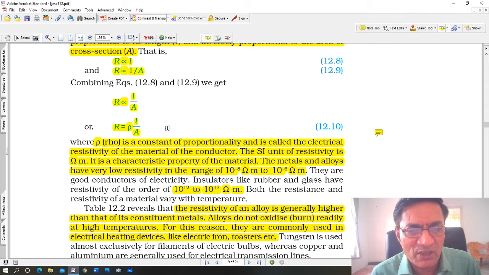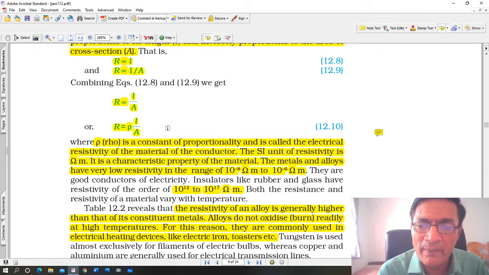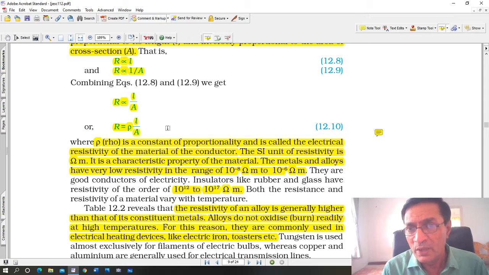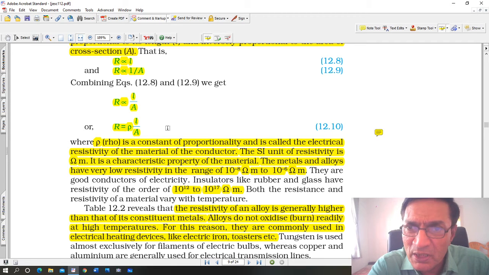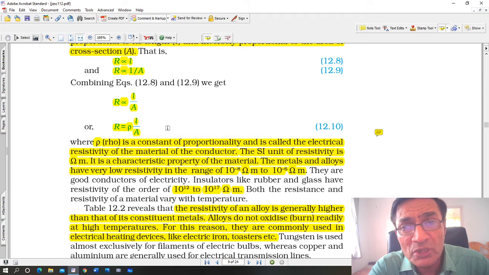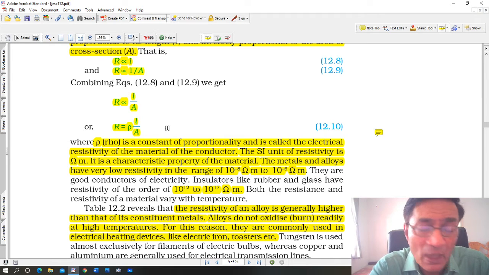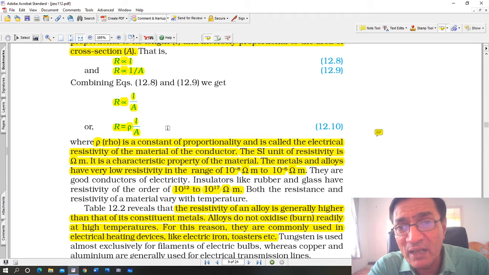Both the resistance and resistivity of a material vary with temperature. But here of course we are talking about room temperature. So obviously when we measure the resistivity of a material, we are talking about room temperature. But when temperature changes a lot, for example, if you go to sub-zero temperatures like Antarctica or the Arctic, the North Pole and South Pole, where the temperatures are below zero all the time, even in summer, then resistivity will change a little bit.